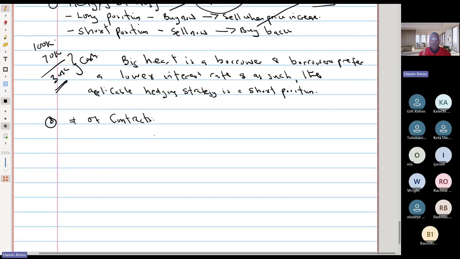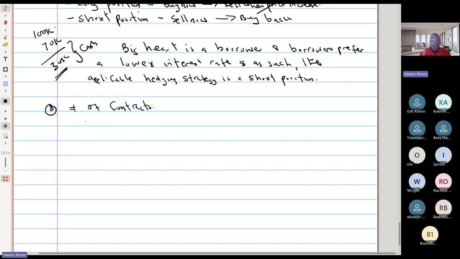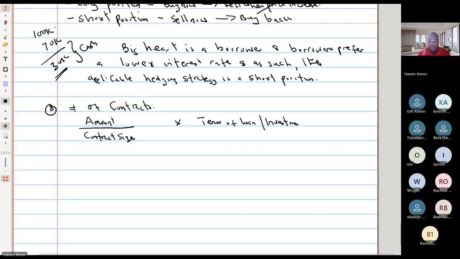And this is pretty straightforward. That's the formula for it. It is the amount you want to invest or the amount you want to borrow, divided by the contract size, multiplied by the tenor of your loan or investment, divided by the futures duration.